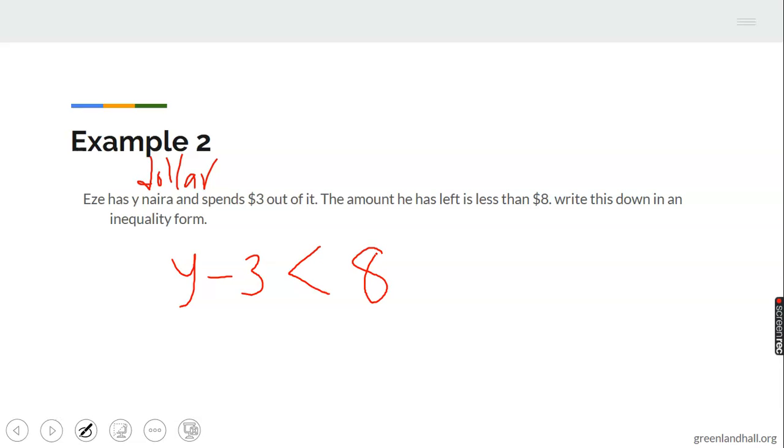Okay, think of it this way. You have 100 naira with you. Your mom gave you 100 naira when you were leaving for school, and you spent 20 naira on your way to school. So you will have 80 naira left, and that 80 naira is less than 100 naira. That is just the meaning of this statement.